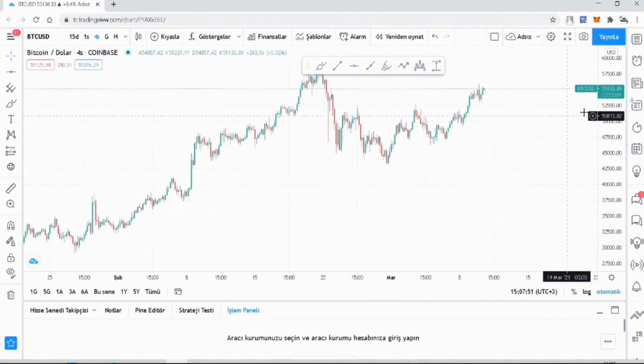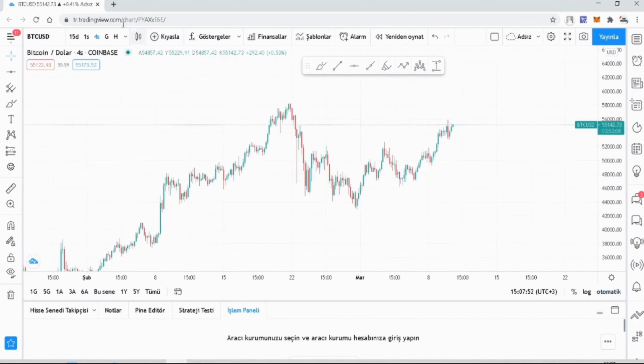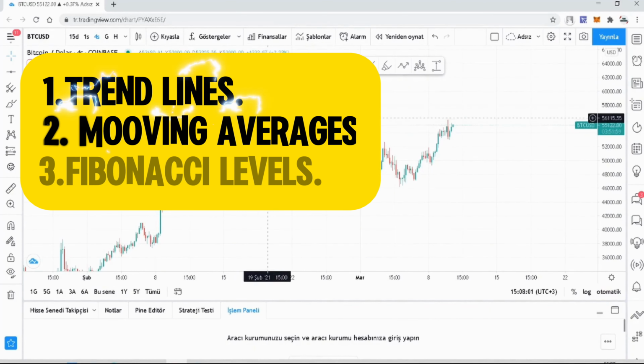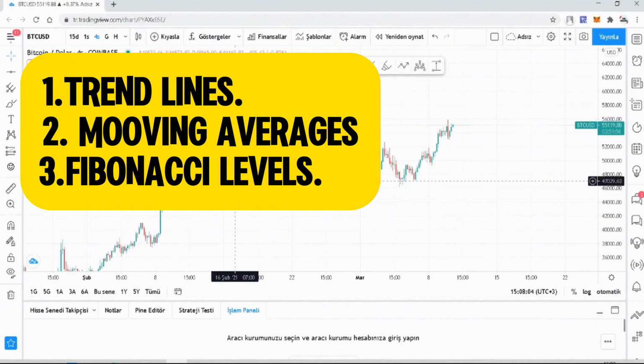Right now, this is the 4-hour chart of Bitcoin that you see. What are support and resistance points? And how do we determine them? We actually identify support and resistance points using trend lines. They are determined using moving averages and Fibonacci levels. We will explain these to you.